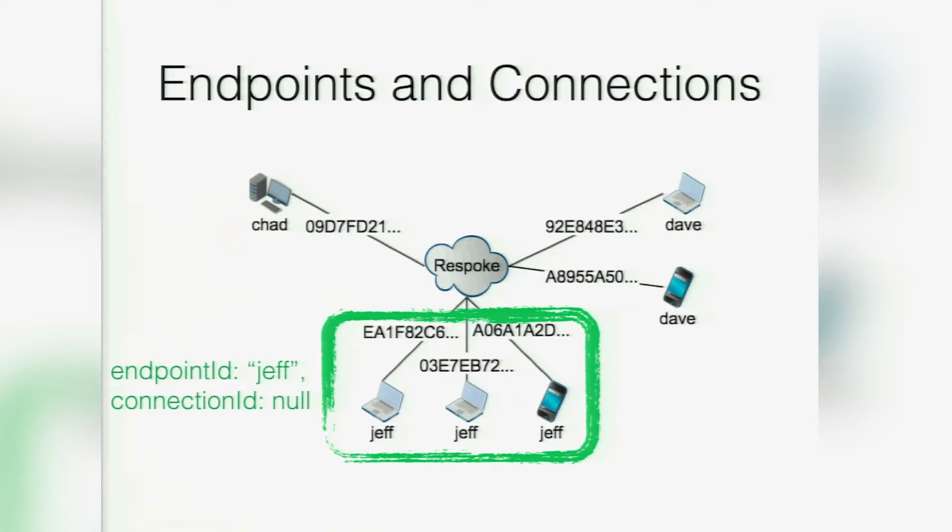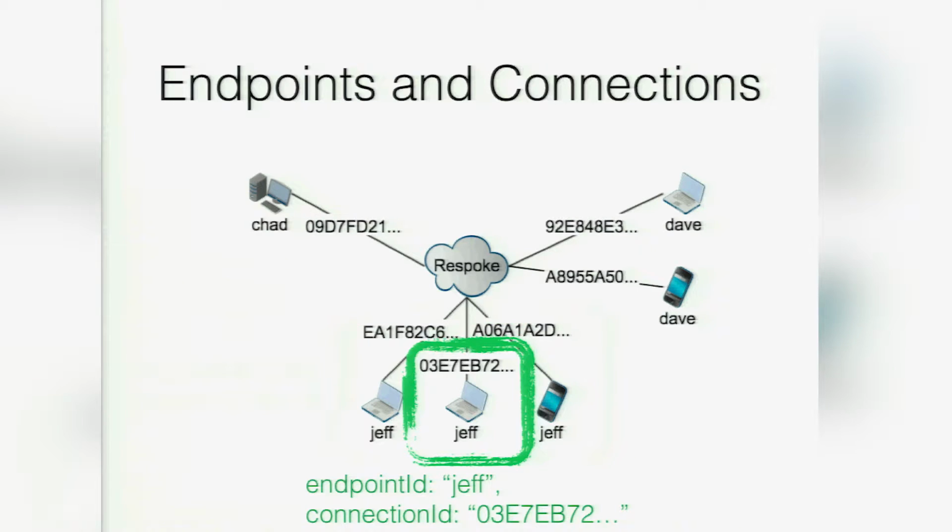If within the scope of your application, you need to address messages to a specific device or a specific connection, then you can specify both the endpoint ID and the connection ID in terms of where you want to send your message, and it will be delivered to just that device.